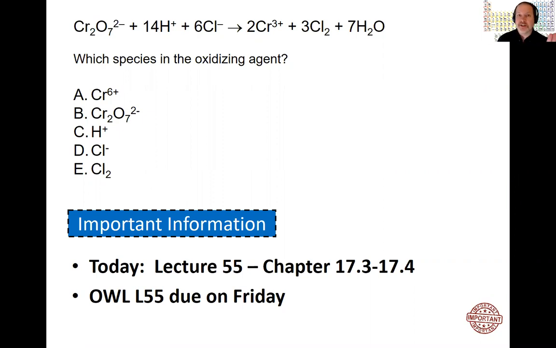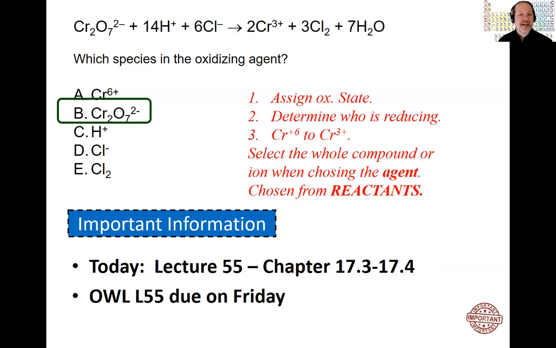You can always pause the video because I'm going to go kind of fast through it. Remember, step one is to figure out what are the oxidation states of each of the elements, and then you can decide who is the oxidizing agent. And I'm going to pause. All right, hopefully you picked, in this case, B, the dichromate ion. How do you know this?